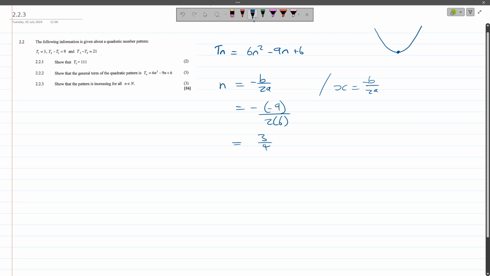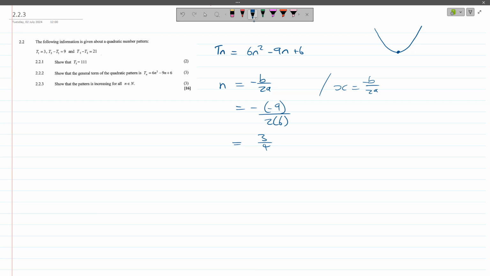Which means that the minimum value at n is equal to 1, and it also means that Tn is increasing for all n values that are within the subset of n. So if n is equal to 3 over 4, that means the smallest value is a positive value, and therefore our graph is increasing.